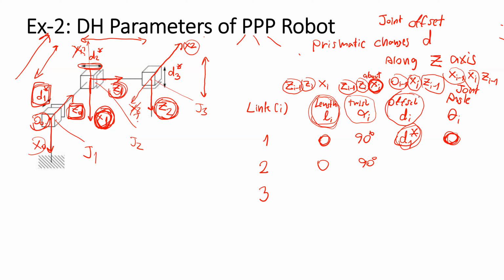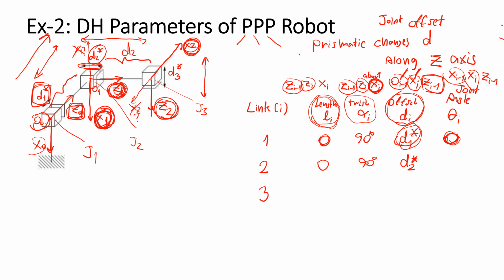The offset is the distance between O1 and X2. O1 is this position, X2 is here, and measure about C1. C1 is this direction. So the distance between O1 and X2 is the joint variable D2. D1 is this distance and D2 is this distance.